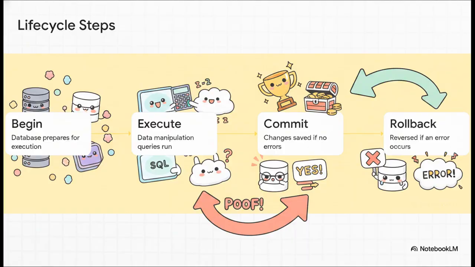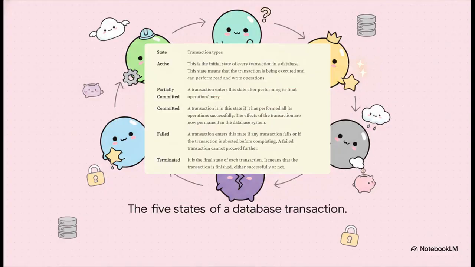Behind the scenes, the database is constantly tracking these operations through 5 distinct states: active, partially committed, committed, failed, and terminated. It might seem a little overly granular, sure, but tracking states this tightly is the only way to ensure nothing becomes permanent until it is 100% safe.